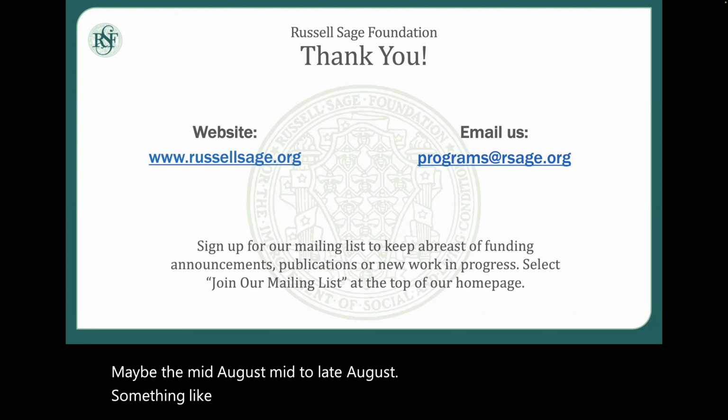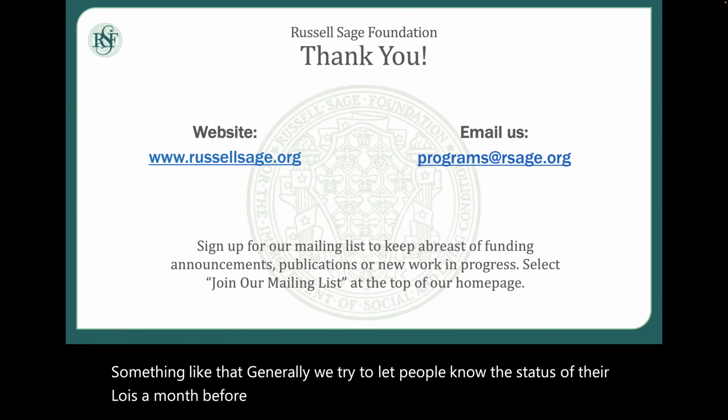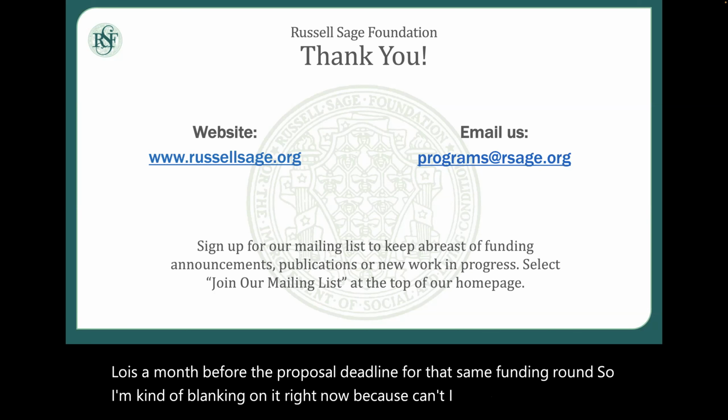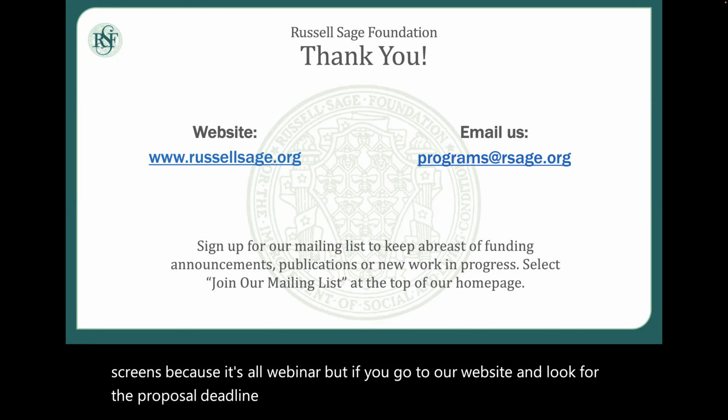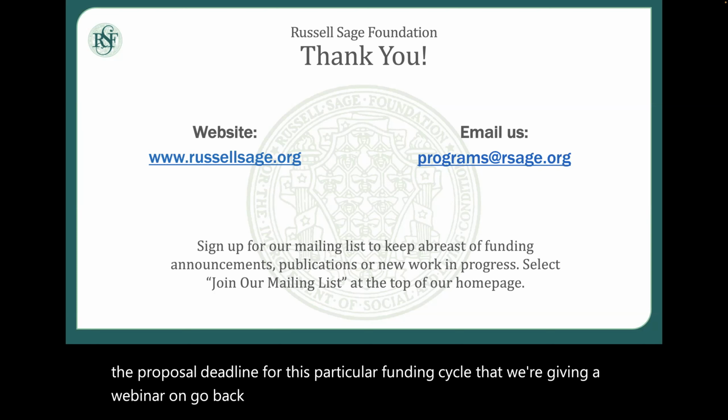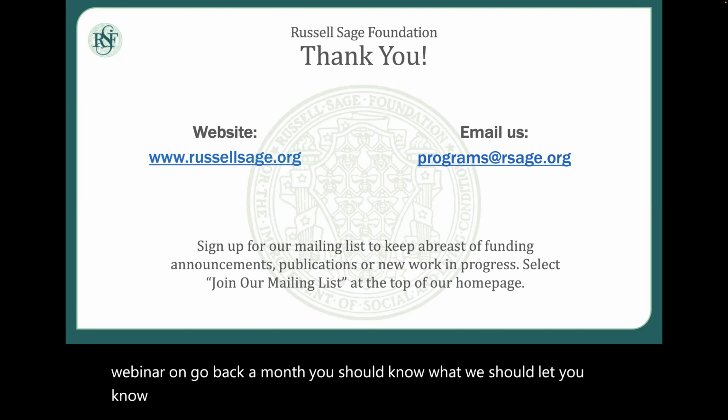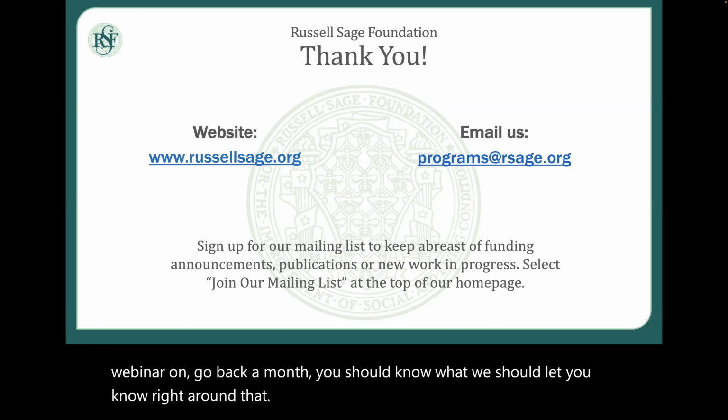Generally, we try to let people know the status of their LOIs a month before the proposal deadline for that same funding round. I'm kind of blanking on it right now because I don't have access to my screens, because it's all webinar. But if you go to our website and look for the proposal deadline for this particular funding cycle that we're giving a webinar on, go back a month, and you should know right around that time.